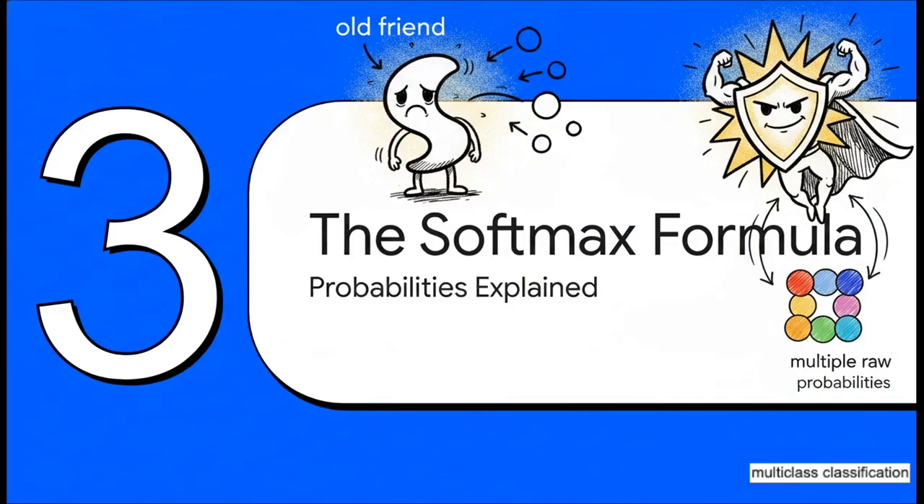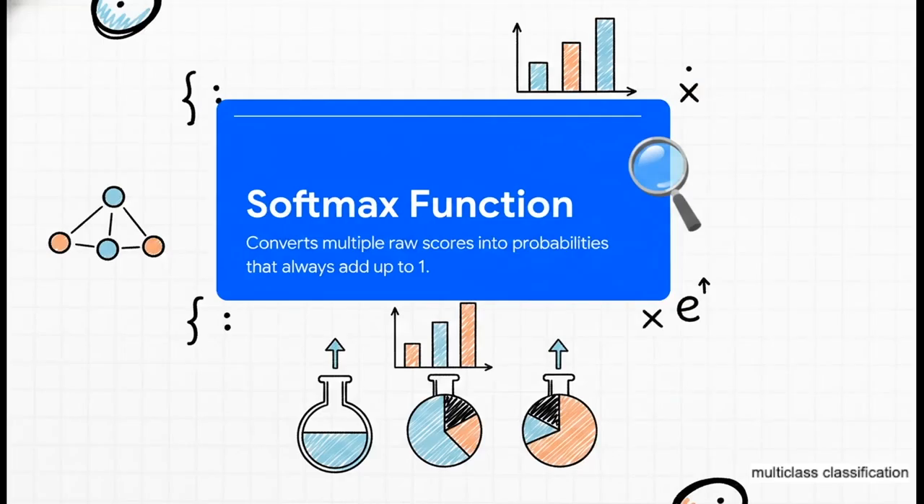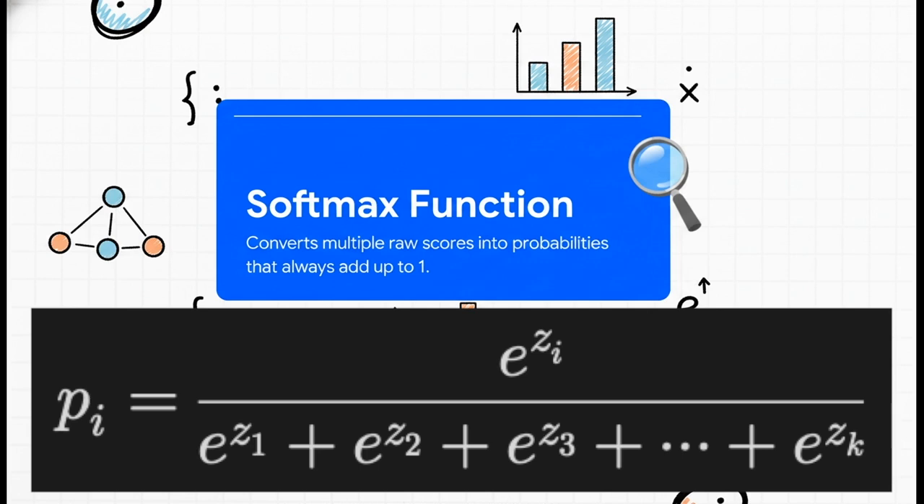Okay, moving on to part 3, the softmax formula explained. Now, what's really interesting about this next part is the math. Because we're juggling multiple raw scores now, our old friend the sigmoid function just won't cut it anymore. We need a new mathematical hero. Enter the softmax function. Now, don't let the notation intimidate you. It's actually incredibly elegant. To find the probability for any specific class, which we call P sub i, we take the mathematical constant e and raise it to the power of that specific class's raw score, Z sub i.